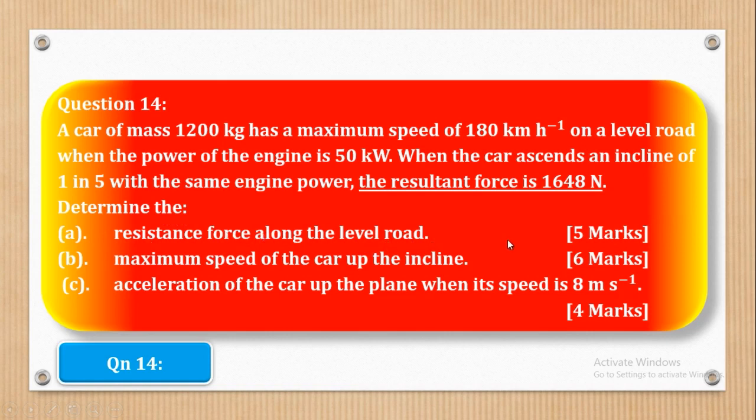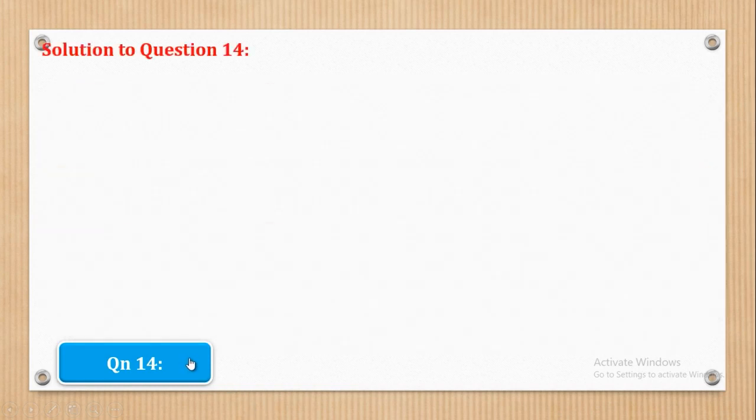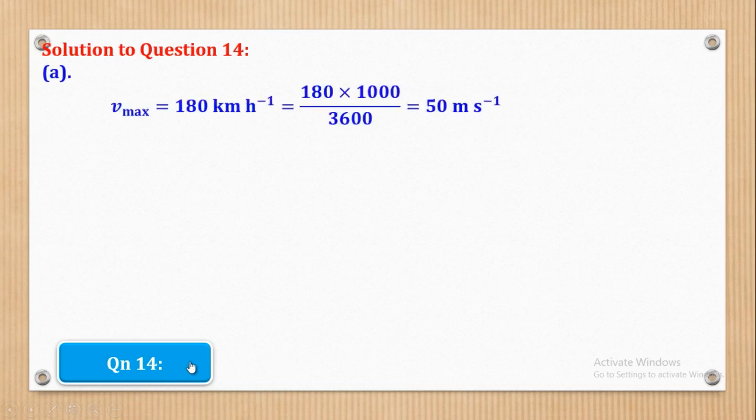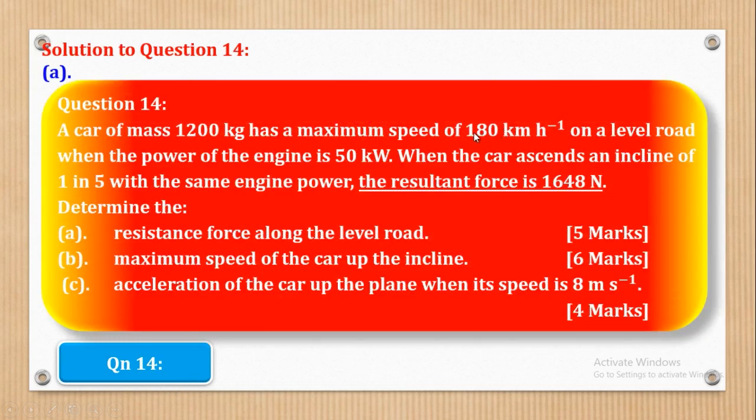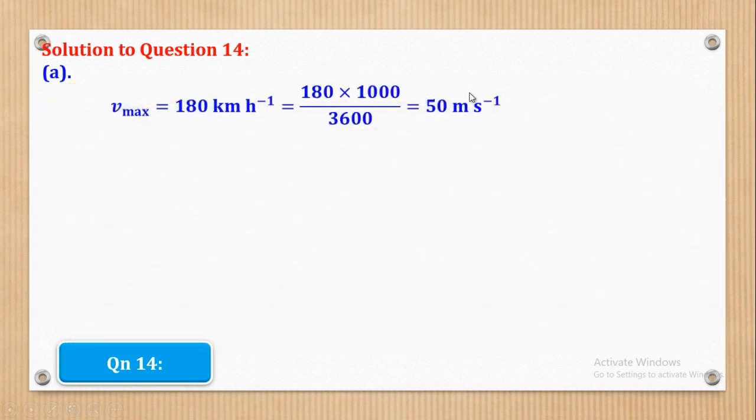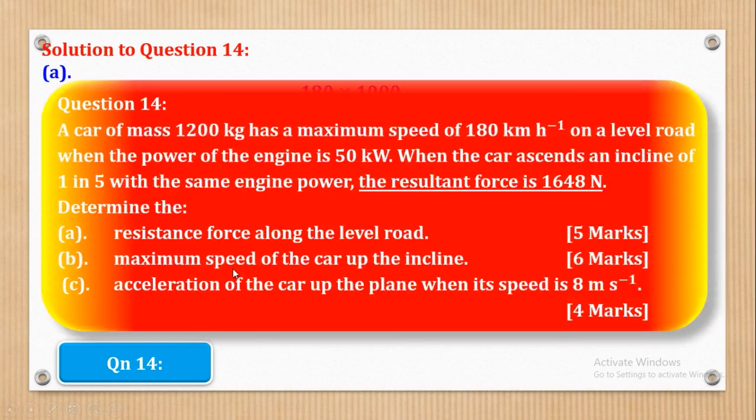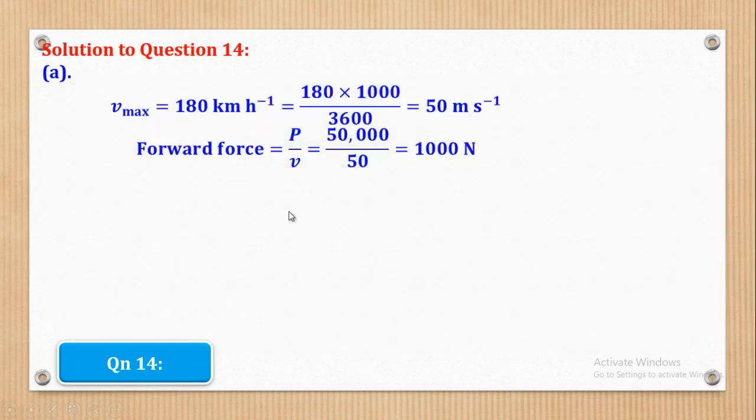Let's first work with part A, which has 5 marks, and see how those 5 marks can be got. First of all, convert this speed of 180 kilometers per hour to meters per second to get 50 meters per second. Next is to get the forward force. We are given power and we know the speed, and power is equal to force times velocity. So forward force is power over velocity, which is 50,000 watts over 50 meters per second, to give you 1,000 newtons.